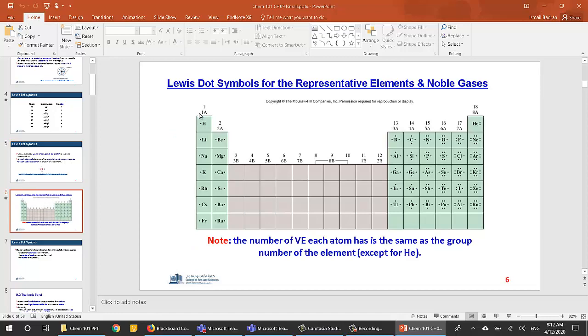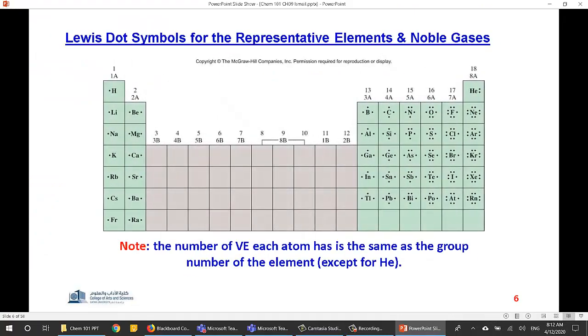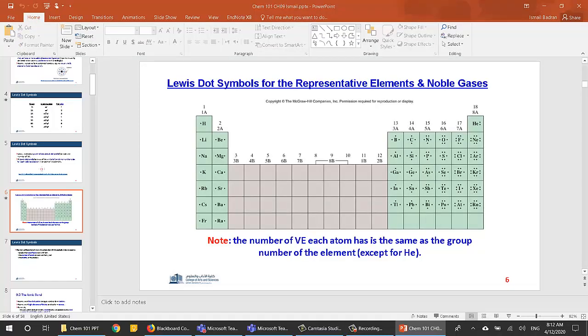So this is all the Lewis structures for all the elements, and as you see here, oxygen has, sorry, 6 electrons. Sulfur, selenium, all of that. Group 7, fluorine, chlorine, bromine, they all have 7 electrons in the outer shell, and that is all the Lewis structures for them.